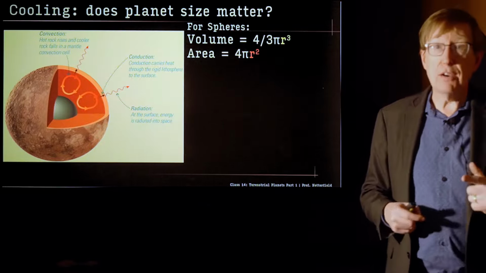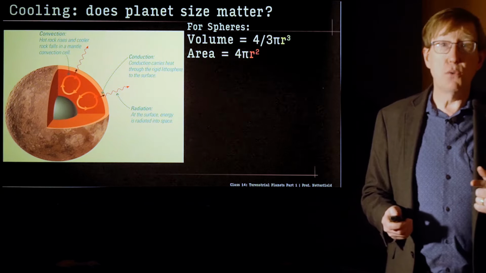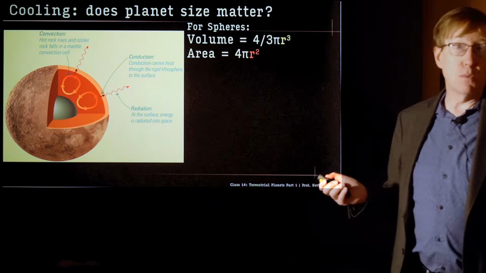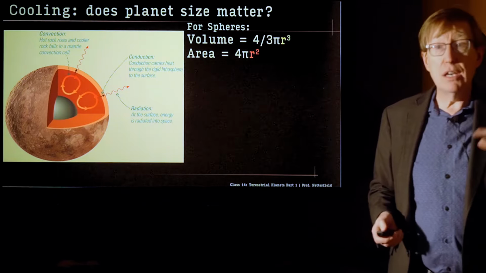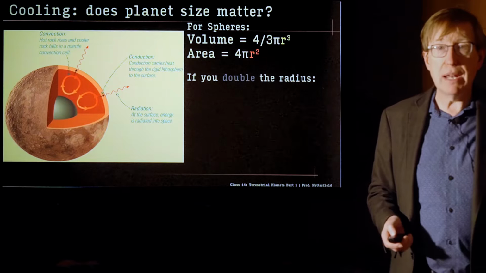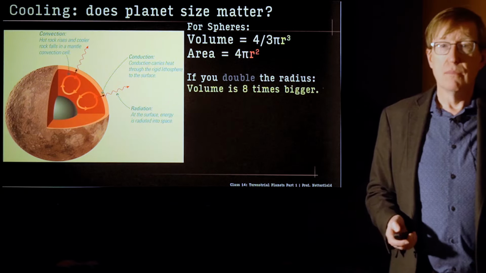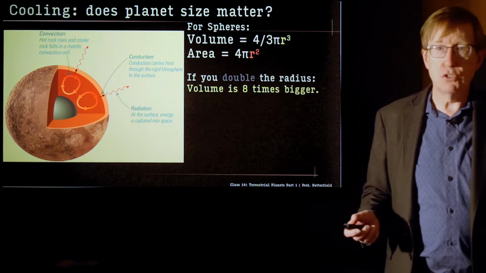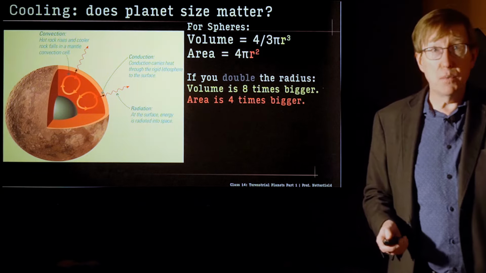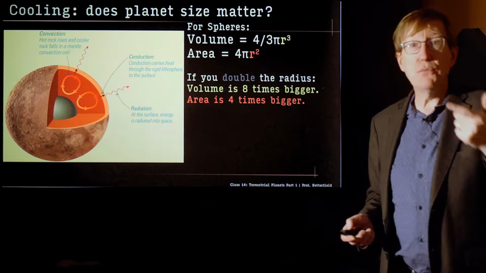The surface area of a sphere is 4 times pi, that same number, times the radius squared. So the area is 4 times pi times r squared. So if you double the radius, the volume is 8 times bigger, so 2 times 2 times 2. If you double the radius, the area is only 4 times bigger.